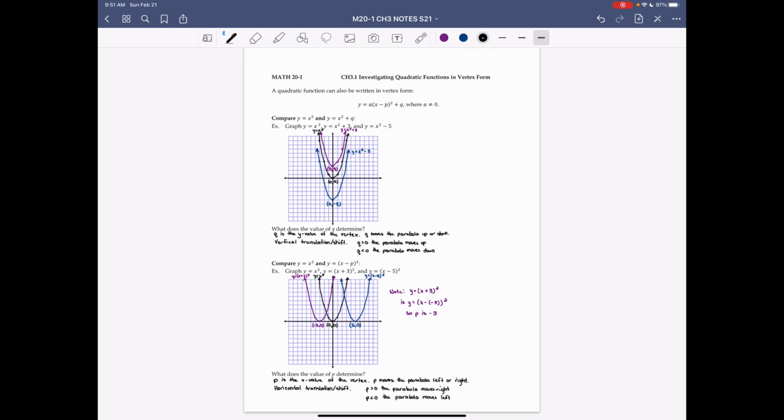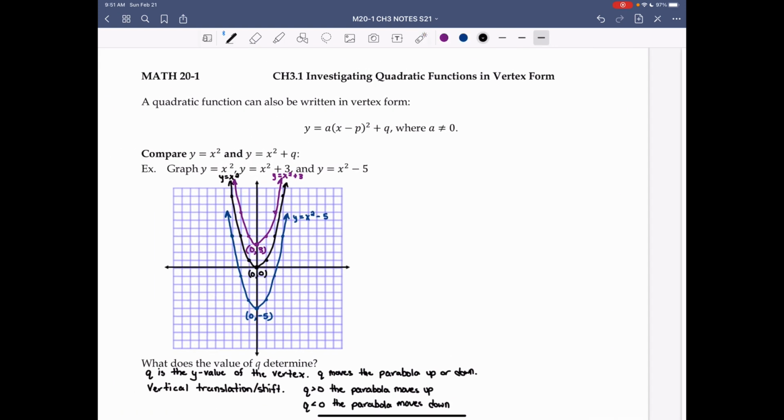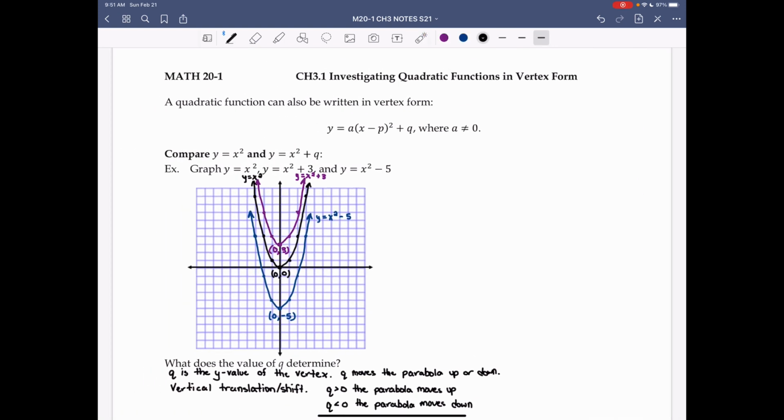So now we see why it's called vertex form. We have y equals a times x minus p squared plus q. And we can now say that the vertex is pq. So when a function is written in vertex form, you can read the vertex from the function.